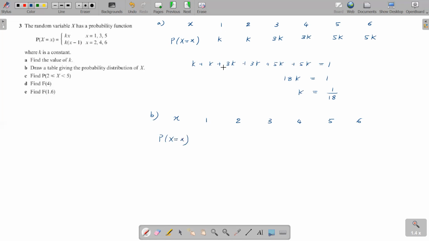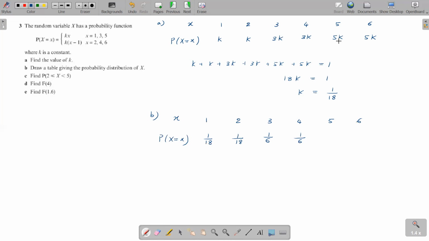So when X equals 1, probability was K, right? K is 1 over 18. So X equals 2, it's K. So it's 1 over 18. When X equals 3, it's 3K. 3 times 1 over 18. How much is 3 times 1 over 18? It simplifies to give you 1 over 6. Is that correct? And again 3K, 3 times 1 over 18 is again 1 over 6.